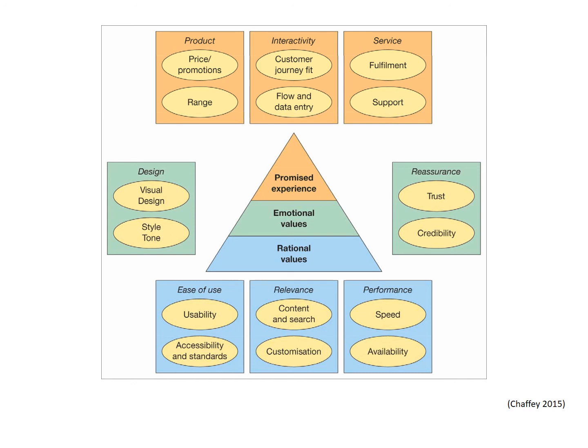What about your reassurance in terms of trust, linking into the emotional values of trust and credibility? Do people believe you? People are putting their credit card details in. Do they trust and believe you? Because if people do not trust you, they're not going to give you their credit card details over this website. Okay, and again, service, interactivity, and product in terms of price and promotions, range. So all these areas in terms of the design information need to be taken into consideration to really hit the 3 key areas of a customer's rational values, emotional values, and promised experience.